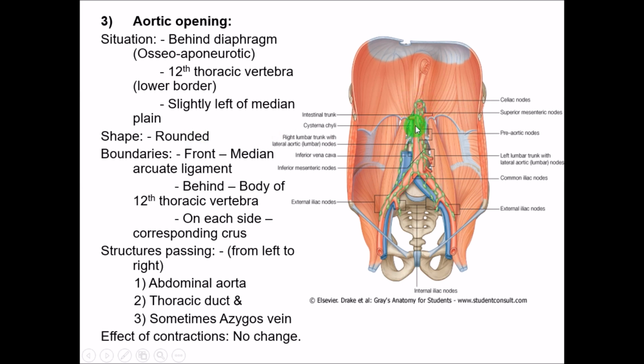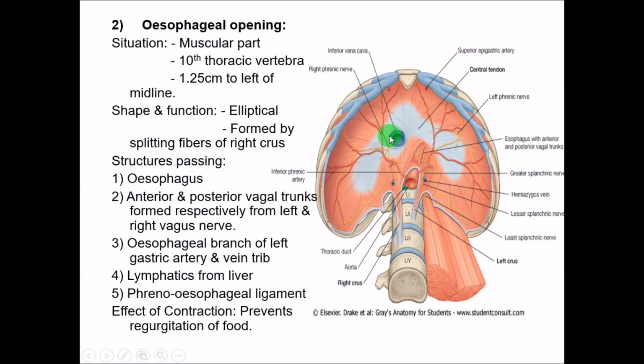There will be the right crus and the left crus, which will cover this whole opening, and that is called the median arcuate ligament. Behind will be the 12th thoracic vertebra, as you have seen already. Okay, so we have already seen, here will be the 12th thoracic vertebra behind.